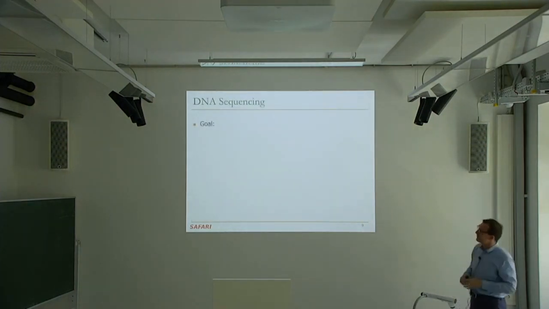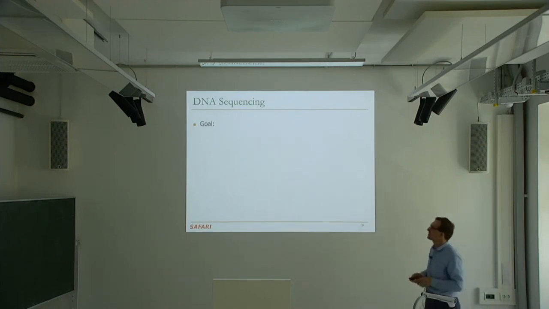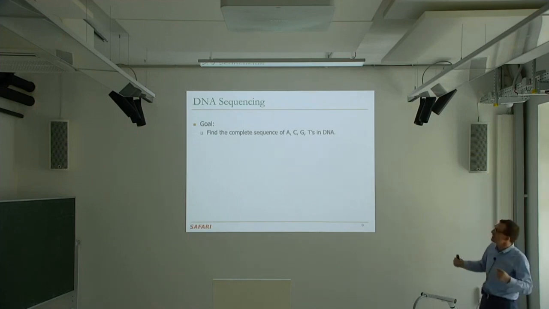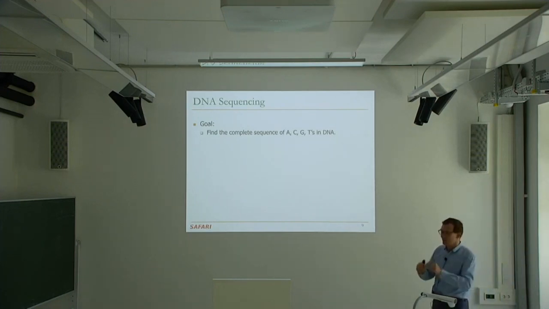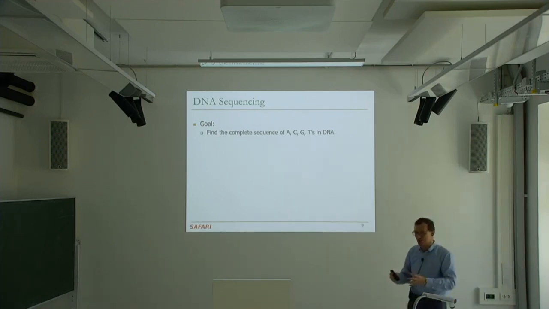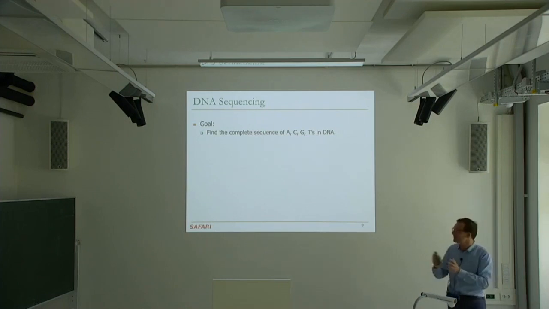Okay, let me define the problem a little bit better. Basically, in DNA sequencing or genome sequencing, the goal is to find the complete sequence of these bases, A, C, G, T's in a DNA. Once you find the complete sequence, you can basically ask these questions, like, what does this DNA resemble? Does this person have a disposition to this particular drug because his or her gene matches something that we know of? There are many questions. I'm not going to go through those clearly.